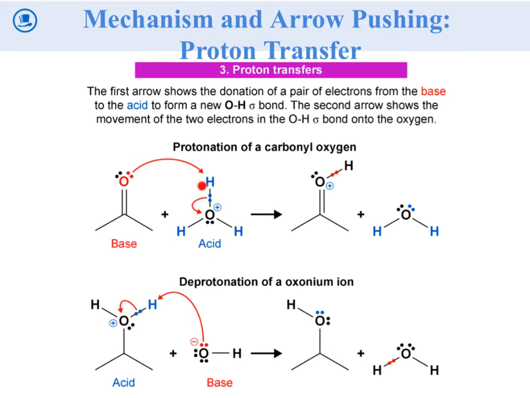Proton transfer, this is where I gave it away before. Again, here's that H2O plus. Where is it electron deficient? It's electron deficient at the hydrogen. So a lone pair here could take it, or a negative charge. That's just moving a hydrogen around. That's called a proton transfer.